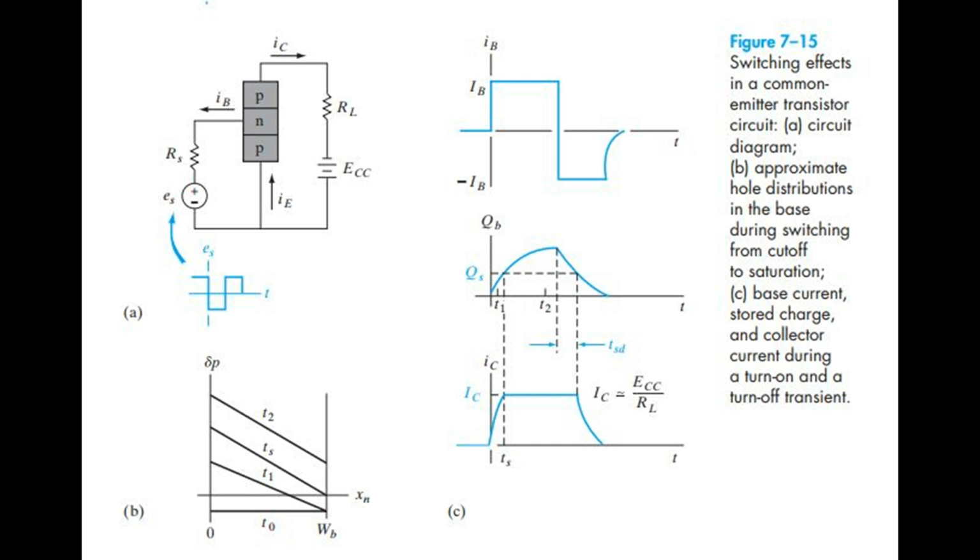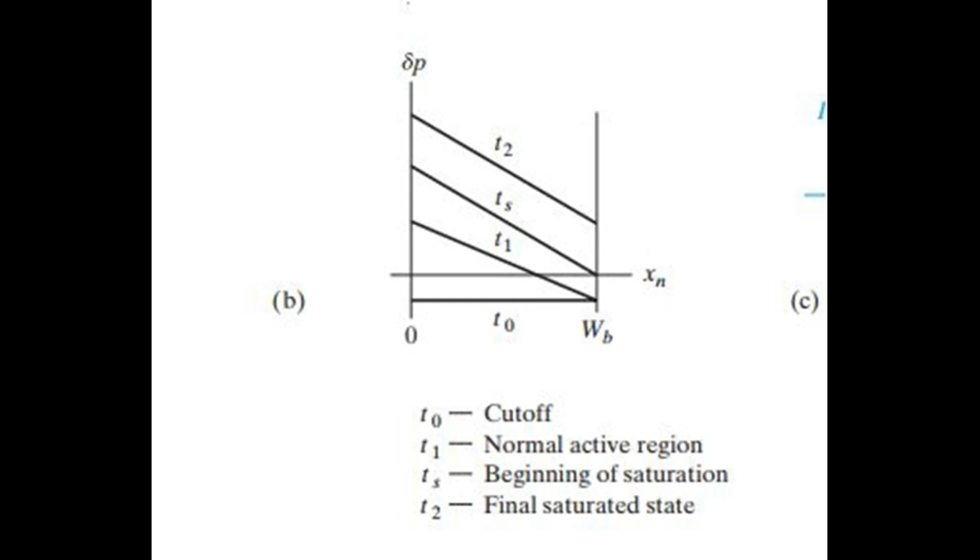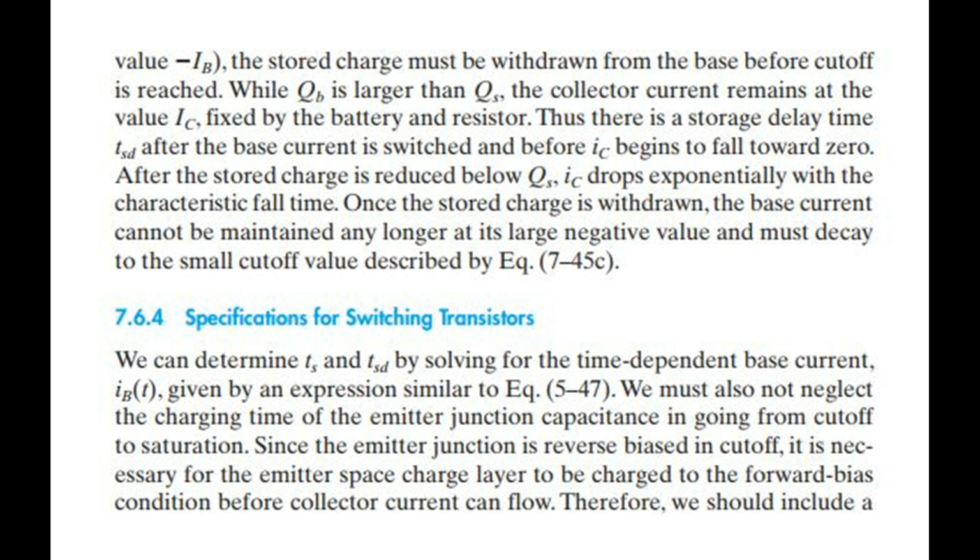While QB is larger than QS, the collector current remains at the value IC, fixed by the battery and resistor. Thus there is a storage delay time TSD after the base current is switched and before IC begins to fall toward zero. After the stored charge is reduced below Qs, IC drops exponentially with the characteristic fall time. Once the stored charge is withdrawn, the base current cannot be maintained any longer at its large negative value and must decay to the small cutoff value described by Eq. 7.45C. Specifications for switching transistors.